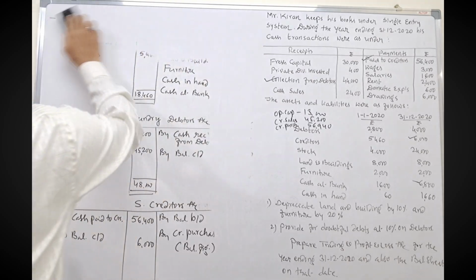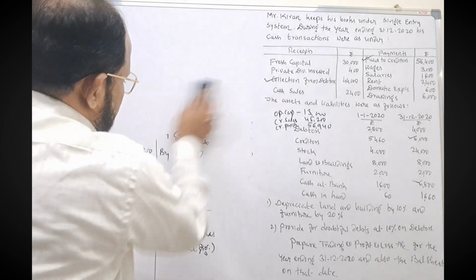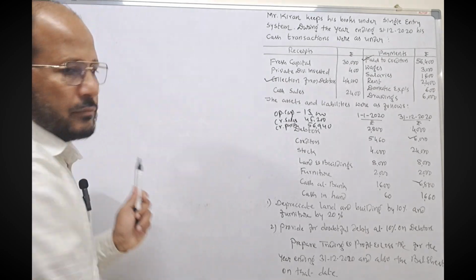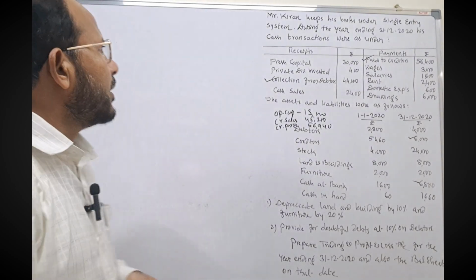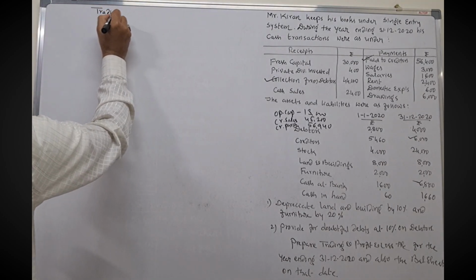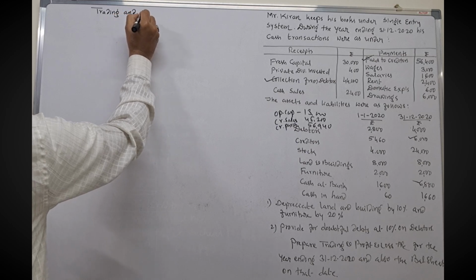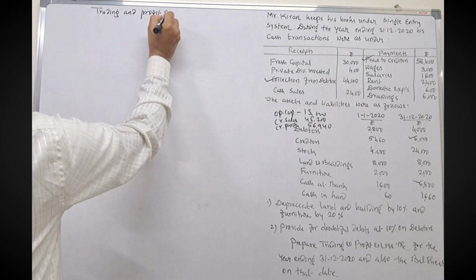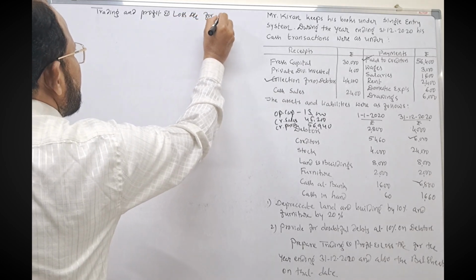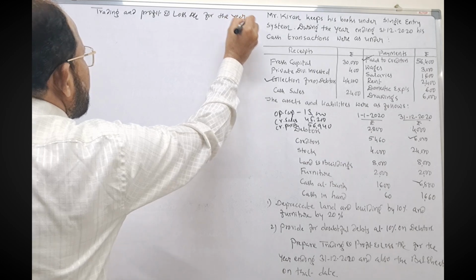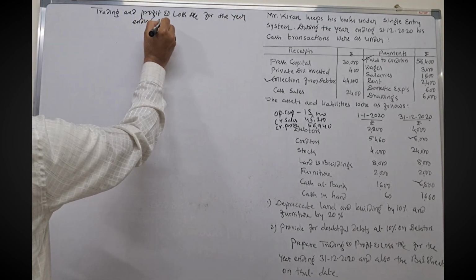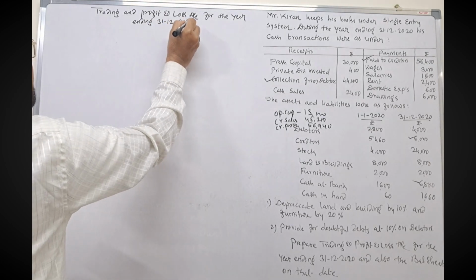Very simple thing. I hope you are following this one. We will prepare the trading and profit and loss account for the year ending 31st December 2020.